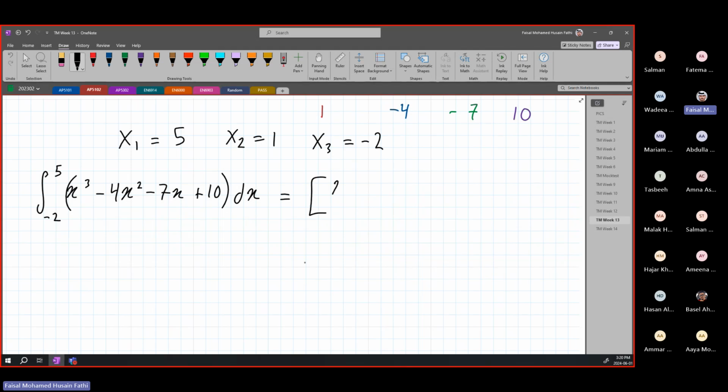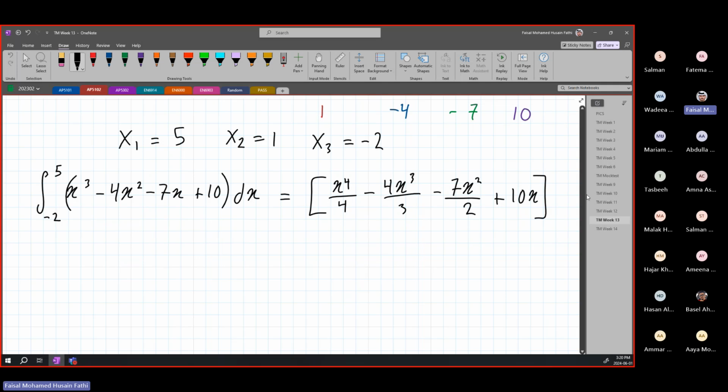So if I would integrate this, I would integrate in one step. So it's going to be x to the power 4 over 4 minus 4x cubed over 3, all right, minus 7x squared over 2 plus 10x starting from minus 2 going to 5. Then you're going to have your brackets on the left and right. I'm going to make as much space as I can. Minus your bracket on the right.